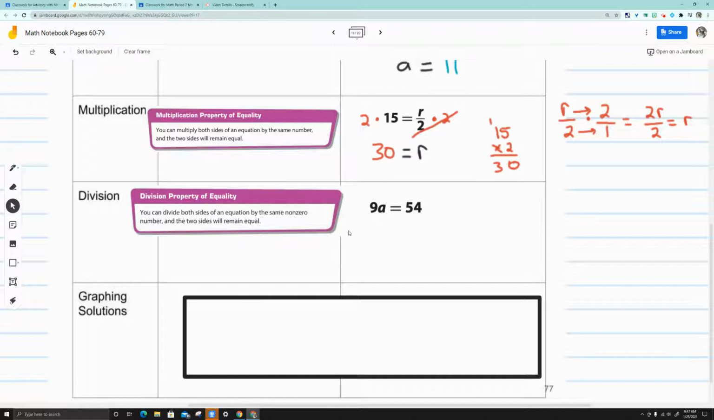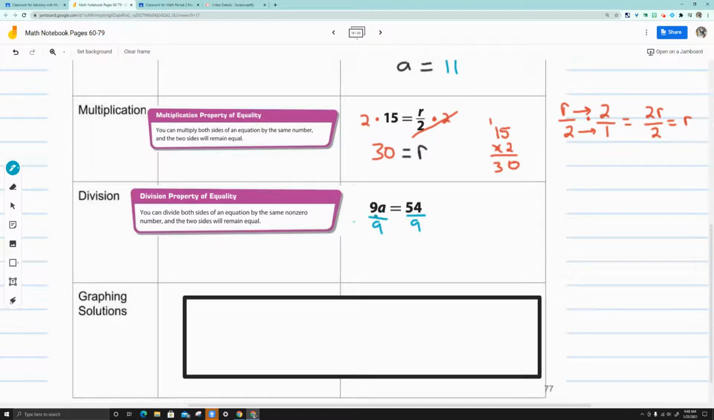Of course, division has its own property of equality. We have the division property of equality, which states you can divide both sides of an equation by the same non-zero number, and the two sides will remain equal. We need that here because our example has 9 times a equals 54. To solve this, I need to get a by itself, so I'm going to divide this side by 9, and I have to divide this side by 9 as well.